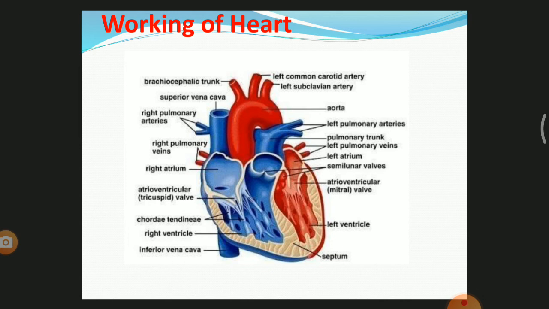Again, the cells or tissues take out the oxygen and nutrients from the blood. Then in our body some raw materials or waste material is formed. That waste material is released by the cells into the blood. The waste materials circulate through the blood and are supplied to the particular excretory organ. So in this way, the working of our heart takes place.